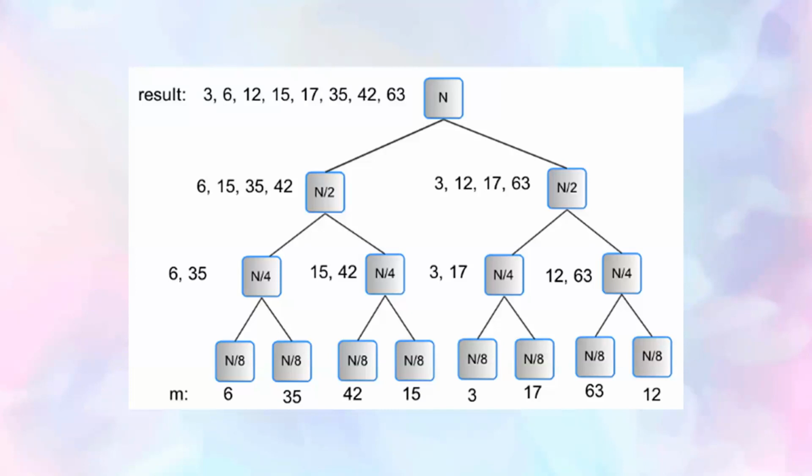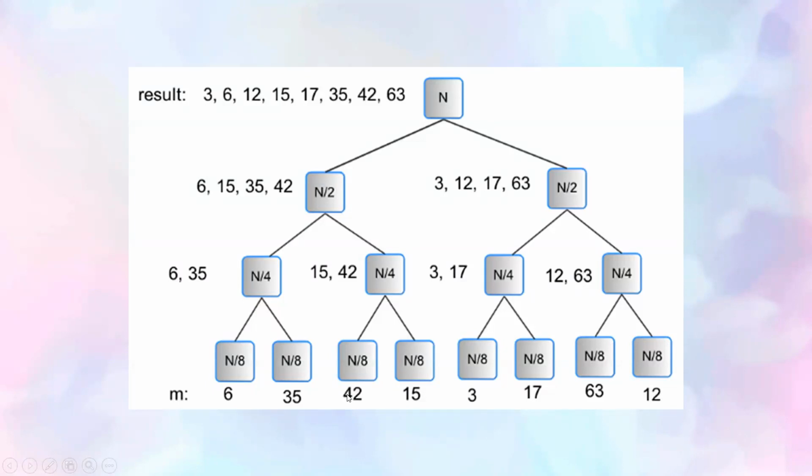So I have these numbers. As you can see at n by 2, n is 8, n by 2 is 4. I'm having 4 at each level. Then it has become 2. Then it has become 1. Before I can start merging this one and this one, I would sort this one, this one.